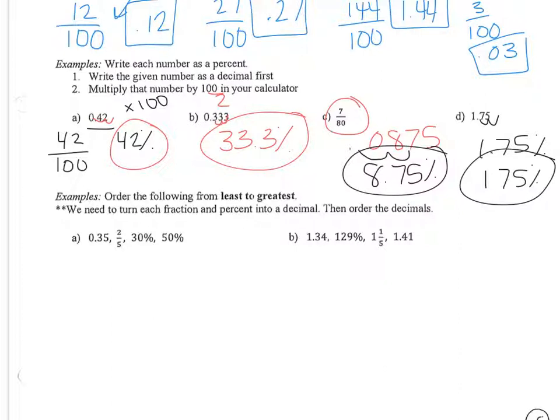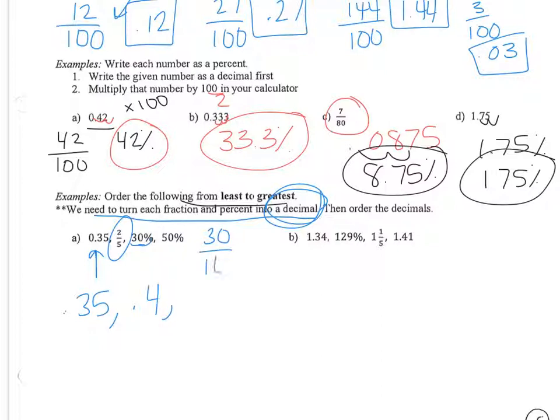And then the last one, order the following from least to greatest. Maybe turn all of these into decimals. So this is already a decimal, 0.35. 2/5, let's make it a decimal. Put it in your calculator, is 0.4. 30%, a percent, you move the decimal over, is 30 out of 100, which is 0.3. 50% is 50 out of 100, which is 0.5.